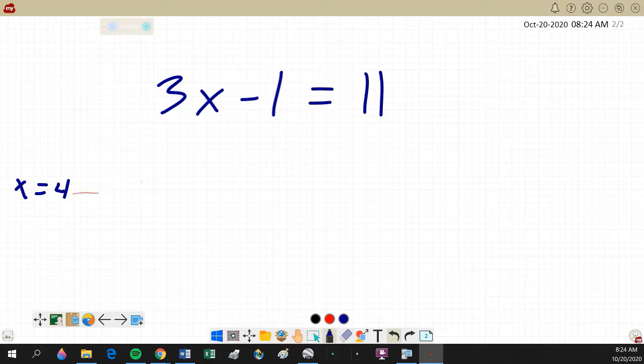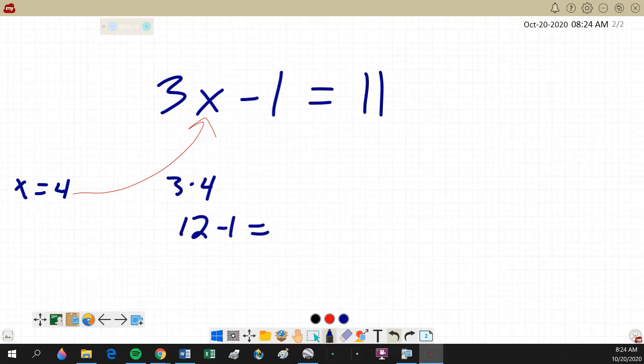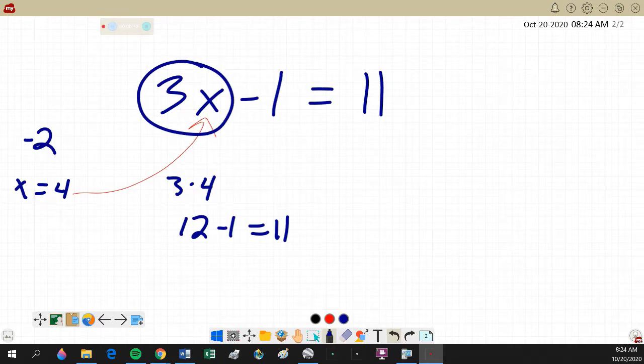So if I plug 4 in there, 3 times 4 is 12, and 12 minus 1 is 11. Now in this case, 4 is the only number that will satisfy this equation. So if I try something else, like negative 2, 3 times negative 2 is negative 6, minus 1 is negative 7. That is not equal to 11, so that is not a solution.